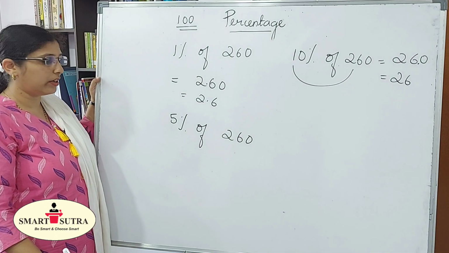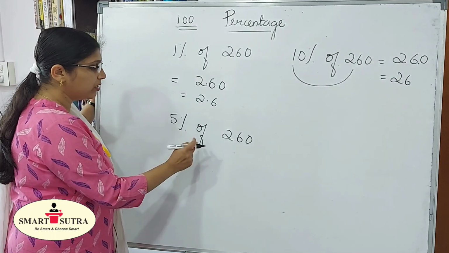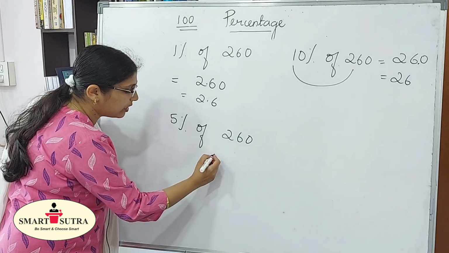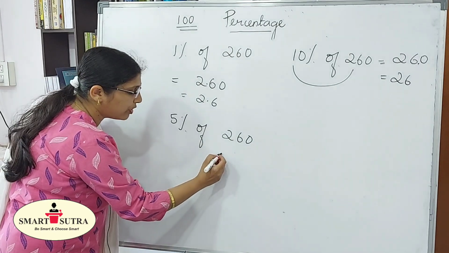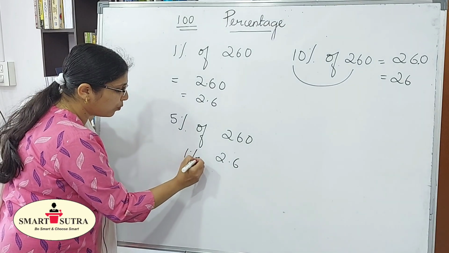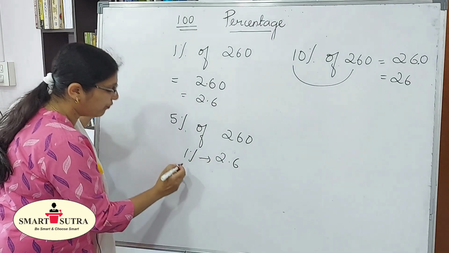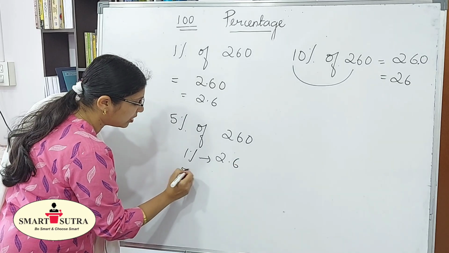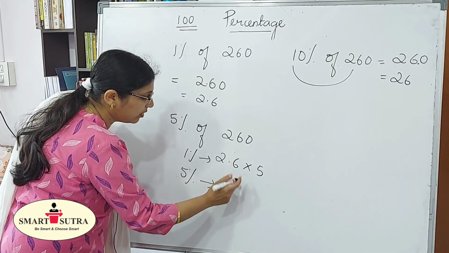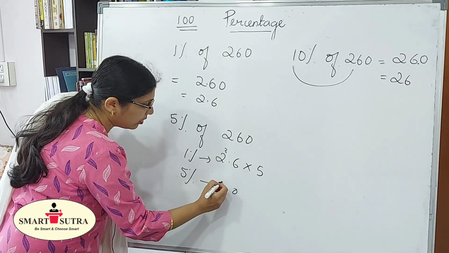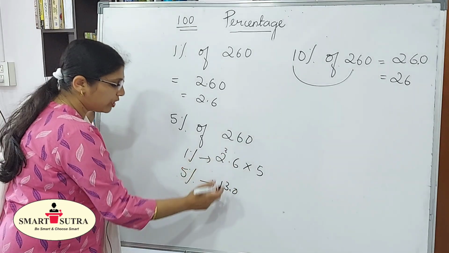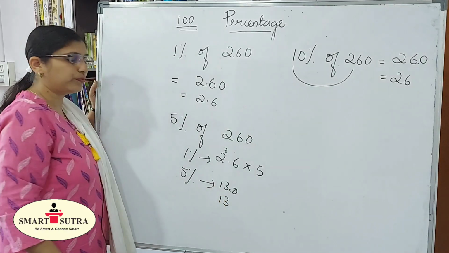If I have to find 5% of 260, what we can do is, we know 1%. What will be 1% of 260? Moving two decimal points, it will be 2.6. Then to get 5%, multiply this by 5. So we get 13. So 5% of 260 is 13.